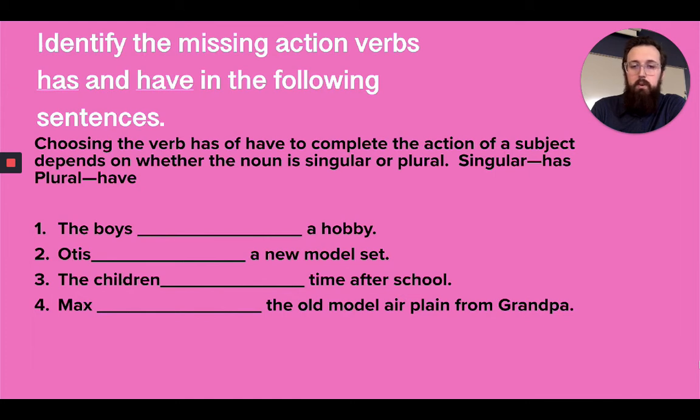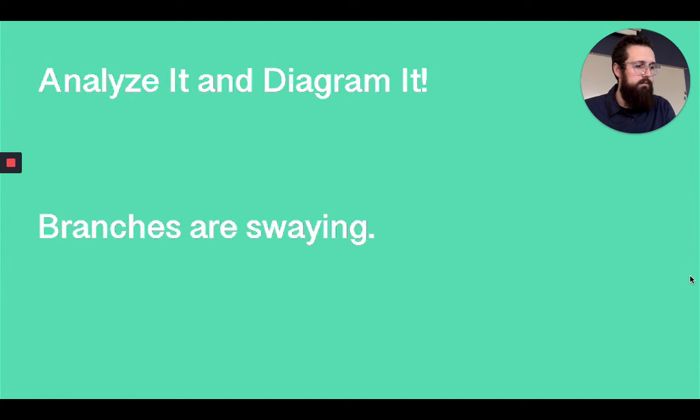Max blank the old model airplane from Grandpa. Max has the old airplane model from Grandpa. Max have the old airplane model from Grandpa. Yeah, Max has the old airplane model from Grandpa. I did notice airplane is spelled incorrectly. My computer auto-corrected it. I will change that for next time.